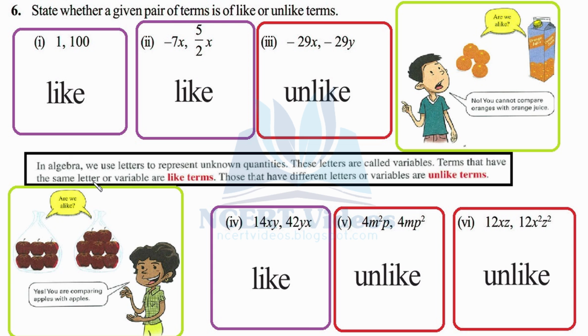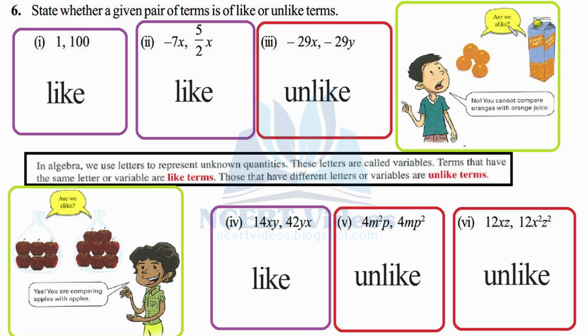Terms that have the same letter or variable are like terms. Those that have different letters or variables are unlike terms. This is mathematical definition. How you could understand it in day-to-day life, let's consider examples. So here we have 2 examples. This is an orange and here we have orange juice.